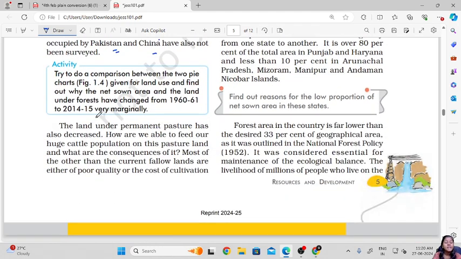Then the land under permanent pasture has also decreased. However, now we are able to feed our huge cattle population on this partial land, and what are the consequences of it? Now we are able to feed various populations on this particular land.